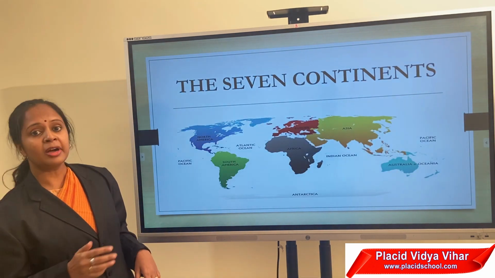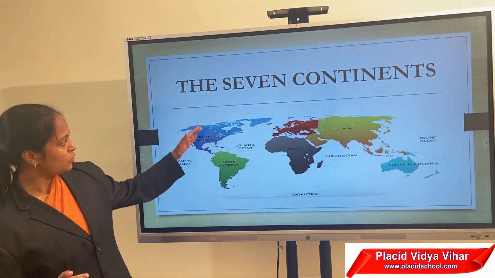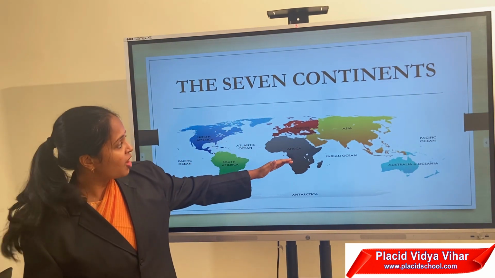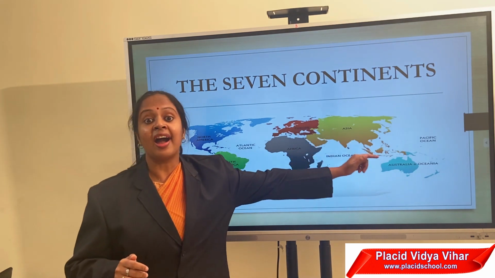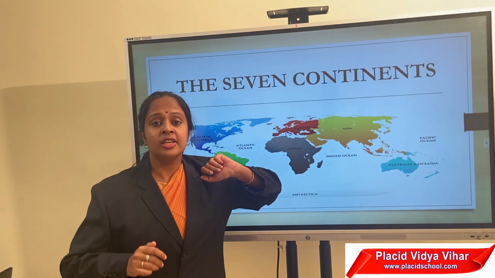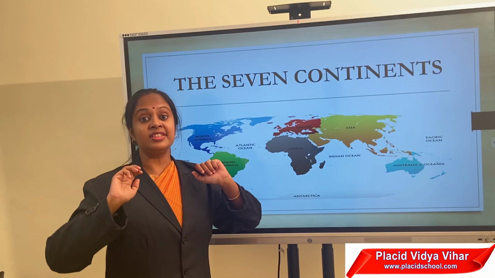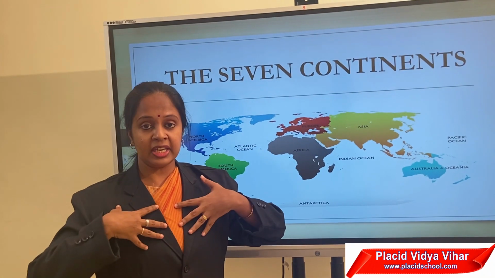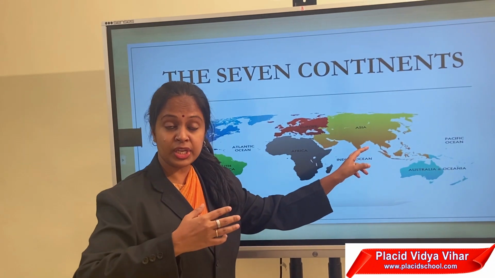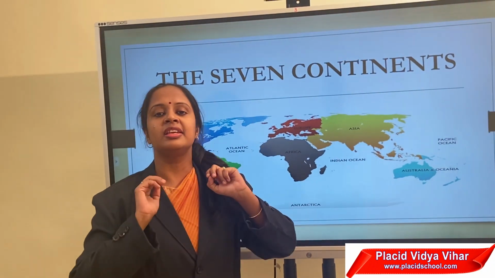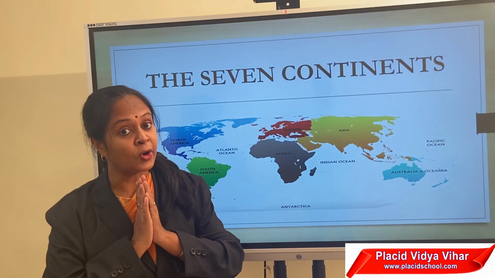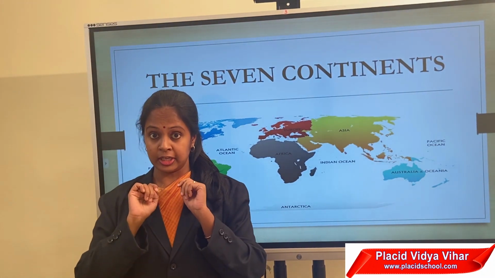Children, see the map of 7 continents: North America, South America, Europe, Africa, Asia and Australia. Children, our country, India, is a part of Asian continent. We belong to the Asian continent. Okay?